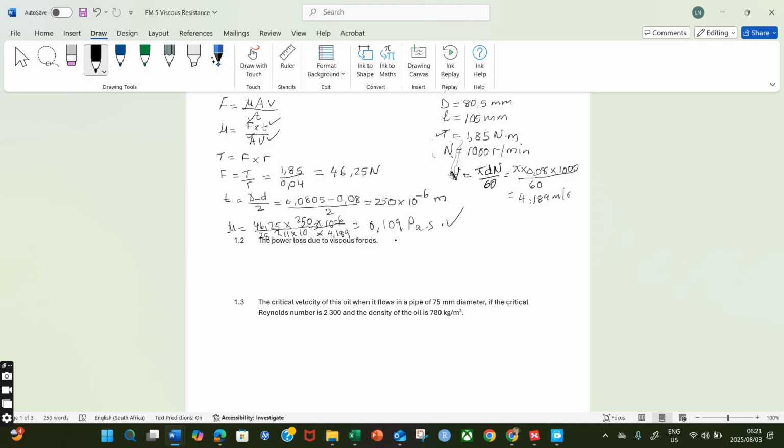In this case, because we have the velocity, we have the rotational speed and also the torque. We use the formula power is equal to 2 pi NT over 60. So when we substitute, it is 2 pi multiplied by 1000 multiplied by the torque of 1.85 over 60.